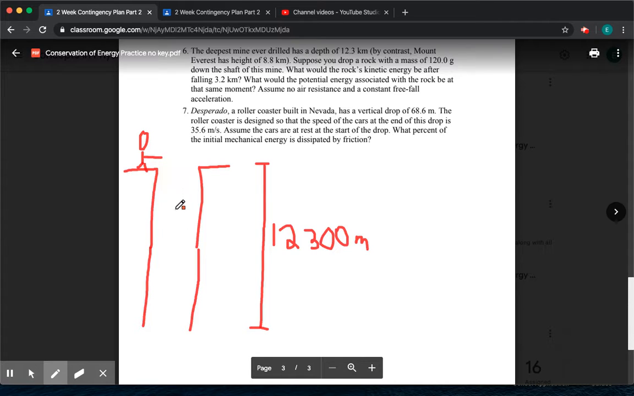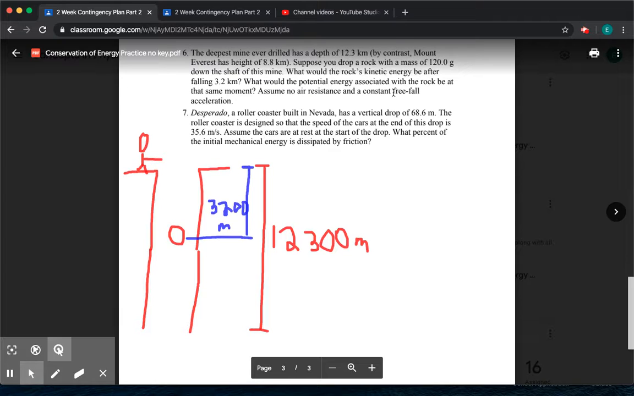We dropped a rock, and this is our rock. The rock is here at this height, okay? The rock only goes down 3.2 kilometers, or 3,200 meters. So the rock still has a long way to go. So the rock fell 3,200 meters. The whole thing is 12,300 meters long. What is the kinetic energy that we have right now? Just plug in the numbers.